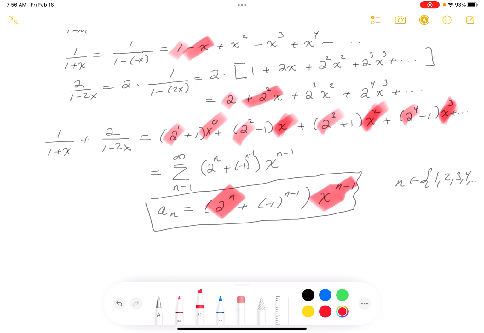And I want to tell you how they got that. So what they did, let me write this down for you. What they did, they took this minus 1 to the n minus 1 and wrote it as minus 1 to the minus 1 times minus 1 to the n. Well, what's minus 1 to the minus 1? It's just minus 1. So you get minus a minus 1 to the nth power. So you could have also written this way. 2 to the n times minus 1 to the nth power times x to the n minus 1.